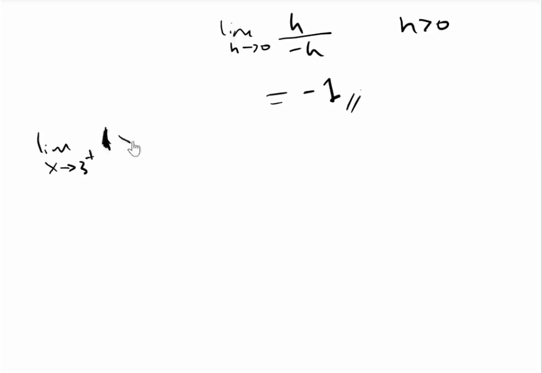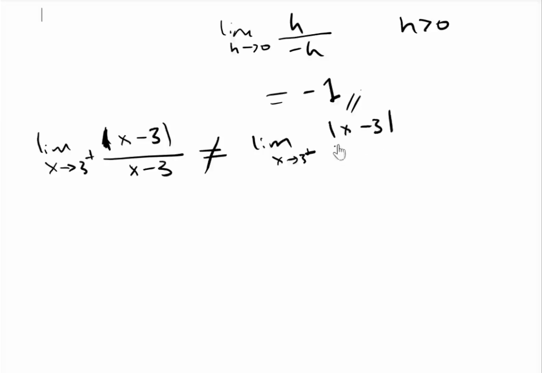This implies that the right hand limit, which is the limit as x tends to 3 plus h of the magnitude of x minus 3 divided by x minus 3, is not equal to the left hand limit as x tends to 3 from the negative side. Here we got the right hand limit to be 1, and this is not equal to this side. We got the left hand limit to be minus 1.